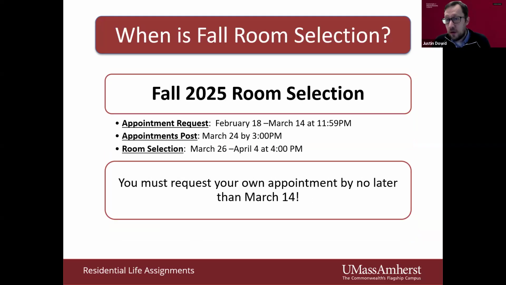The main process, though, that students are going to use is fall 2025 room selection. Students are going to get notified about this on the day that the process begins, which is February 18th. And students need to make sure that if they are even considering living on campus, that they have requested an appointment by no later than March 14th. As an important timeline, that is the Friday before spring break begins. And so just make sure that they have requested that appointment by then to make sure that they're eligible. We're going to go over exactly what that appointment request looks like, but I won't spend a lot of time on that because I recognize that we are a little over a month out from that at this point.